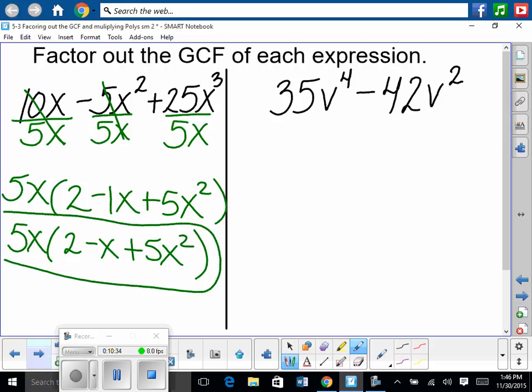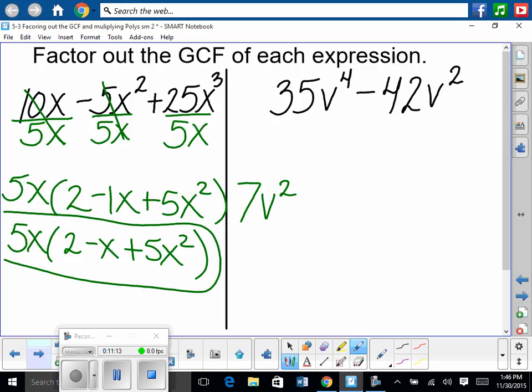Stay with me. This is probably the hardest one. 35b to the 4th minus 42b squared. What's in common? Good. You're absolutely right. Good, Connor. 35 and 42 have a common factor. It's 7. We'll pull out a 7. What else? B squared, because they both divide by 7. Does that make sense? 35 divided by 7 works, right? 42 divided by 7 works. Once we factor it, we can check and make sure that's the greatest thing.